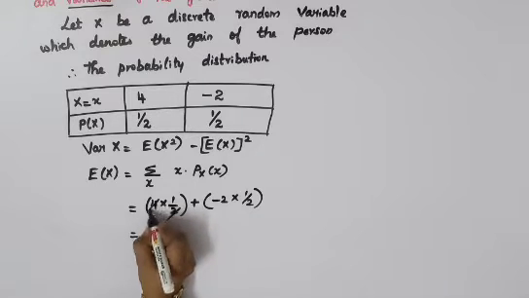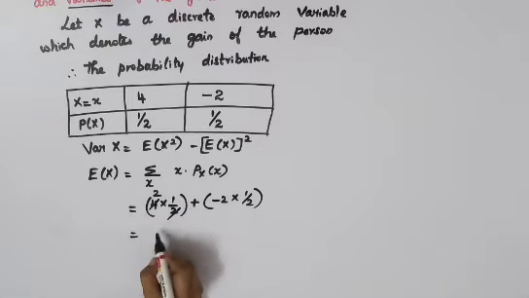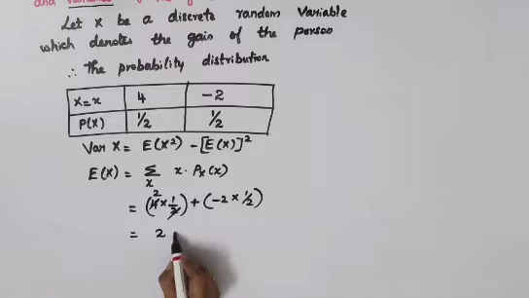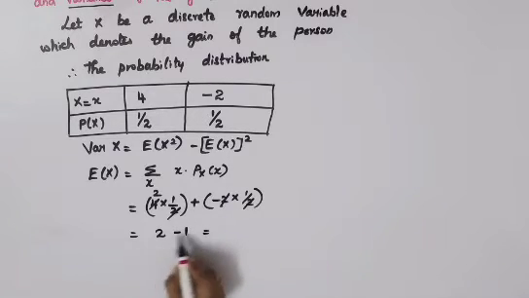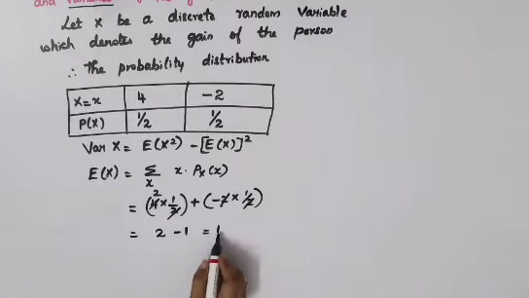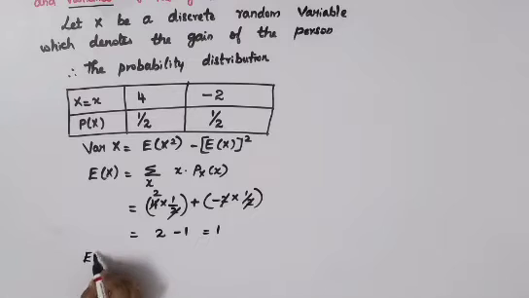So 4 and 2 can cancel, you will get 2 times. So 2 ones are 2, plus into minus is minus, 2 and 2 can cancel, you will get 1. So 2 minus 1 is 1. So that is your expectation, otherwise your expected value. Next is E of x square, you will have to find it.